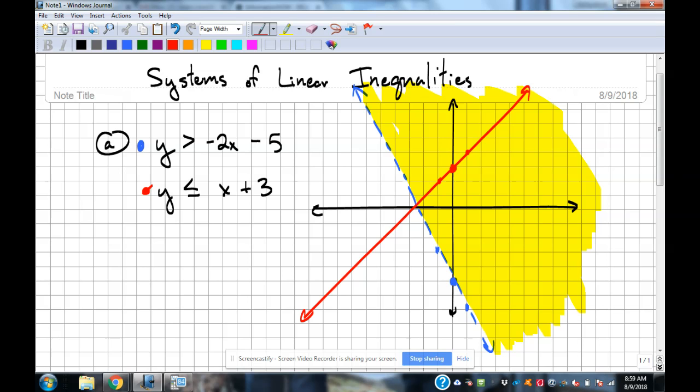So I'm going to check the origin again because I'm a test point kind of guy. So 0 less than or equal to 0 plus 3 is 3. So is 0 less than or equal to 3? Yes. So it's true on the origin side. If it were false on the origin side, I'd shade the other side. If it's true, I'm going to shade toward it. Okay, so I'm going to shade toward the origin.